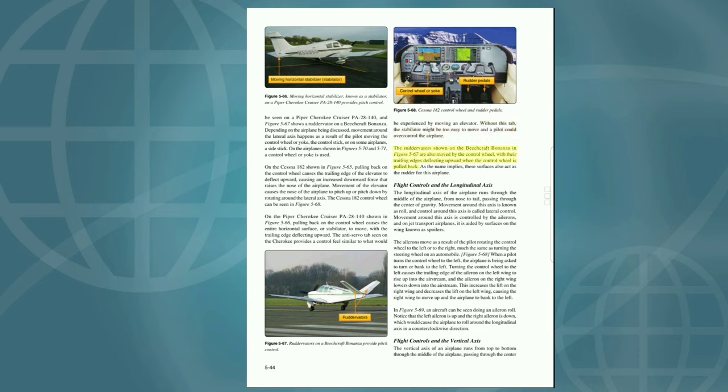The ruddervators shown on the Beechcraft Bonanza in Figure 5-67 are also moved by the control wheel, with their trailing edges deflecting upward when the control wheel is pulled back. As the name implies, these surfaces also act as the rudder for this airplane.